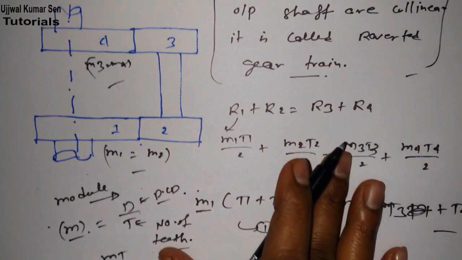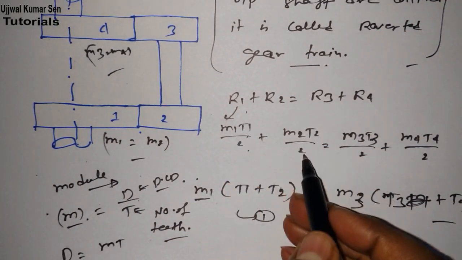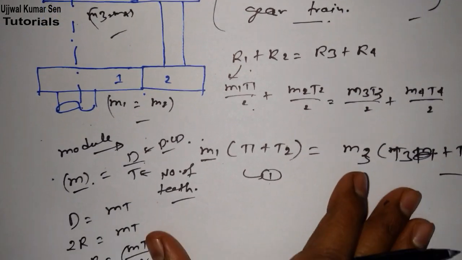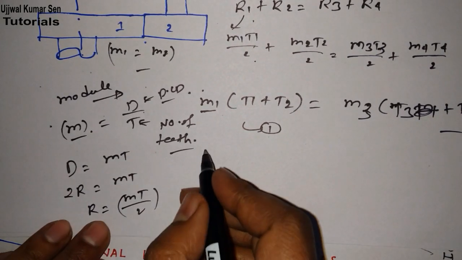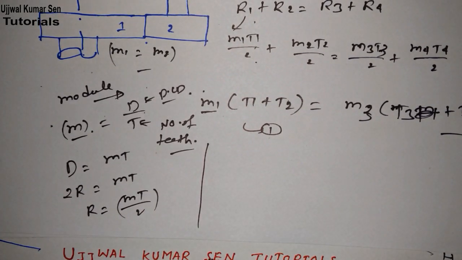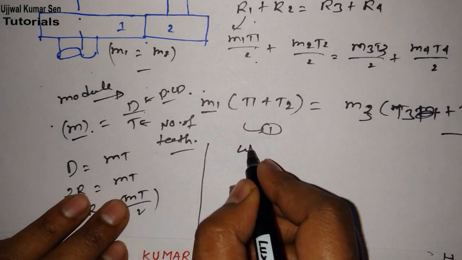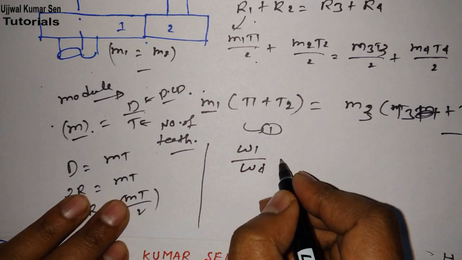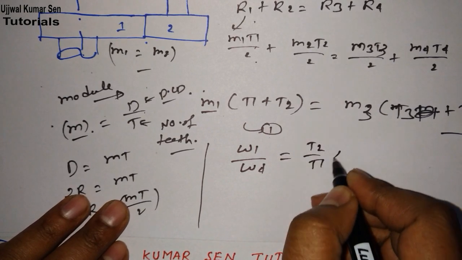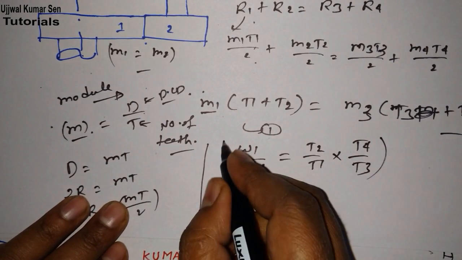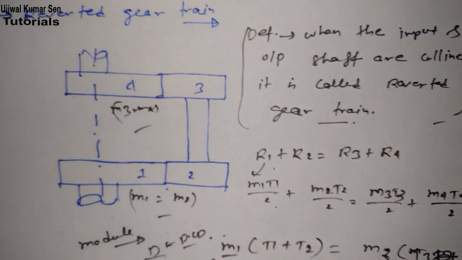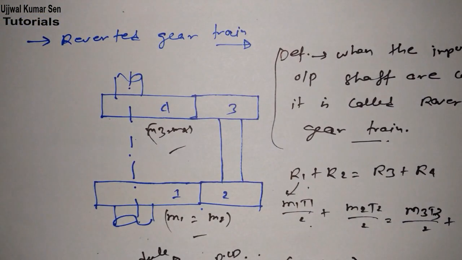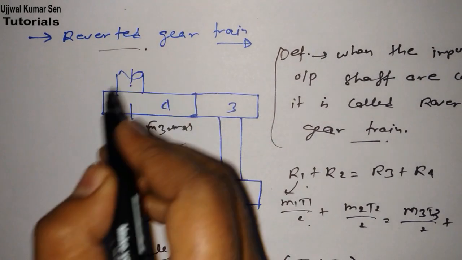So what exactly have we written here? R is mt by 2, so 1 1, 2 2, 3 3 and 4 4. That's why I have done this. Now let's go to the next: how we can relate teeth with respect to speed. The equation would be omega 1 by omega 4 is equal to t2 by t1 multiplied by t4 by t3. So these are two equations. These two equations are most important in the case of a reverted gear train. If you are preparing for a university examination, you can even get a question from this topic.